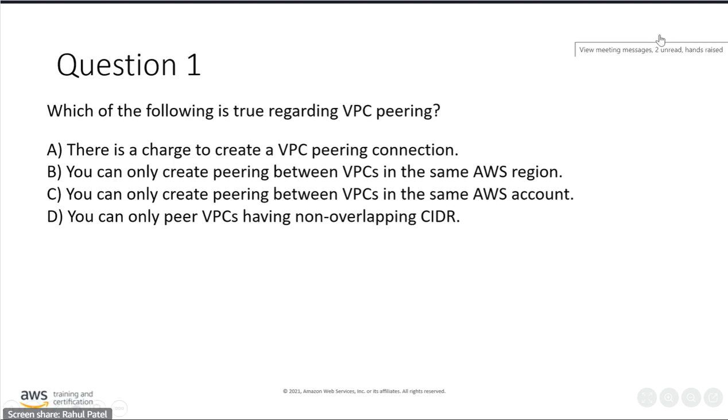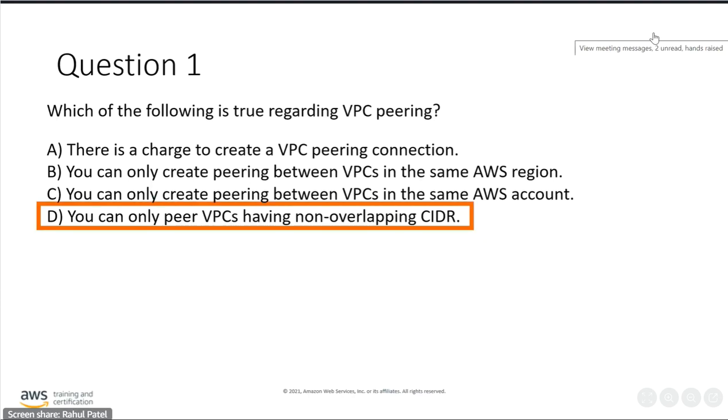Yes, you can unmute yourself and speak, or you can type your answer in the chat. The option is D. So what is true regarding VPC peering? You can only peer VPCs having non-overlapping CIDR. The rest of the answers are not true regarding VPC peering.